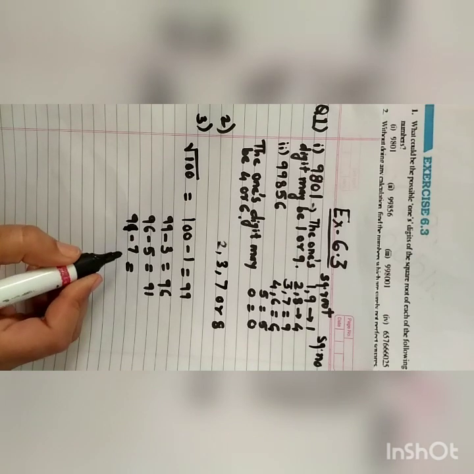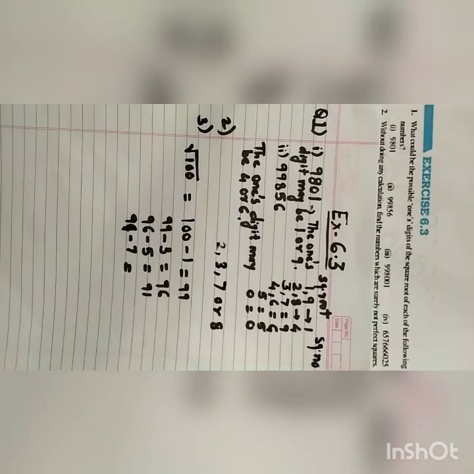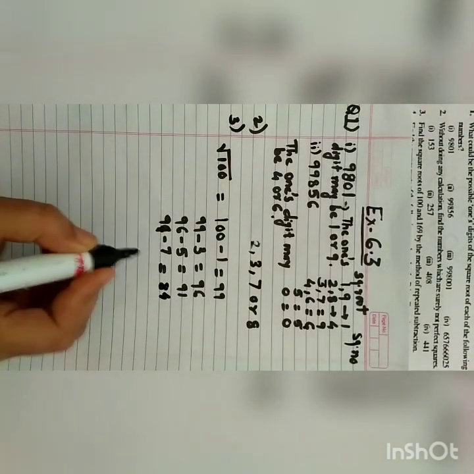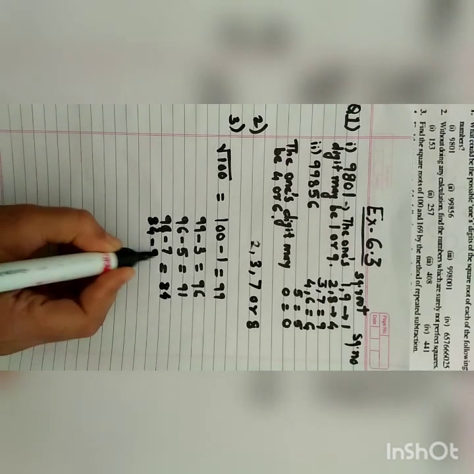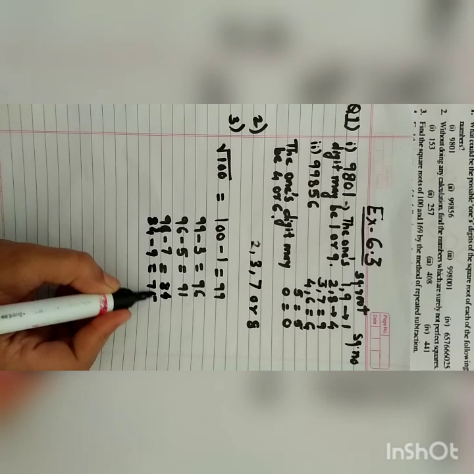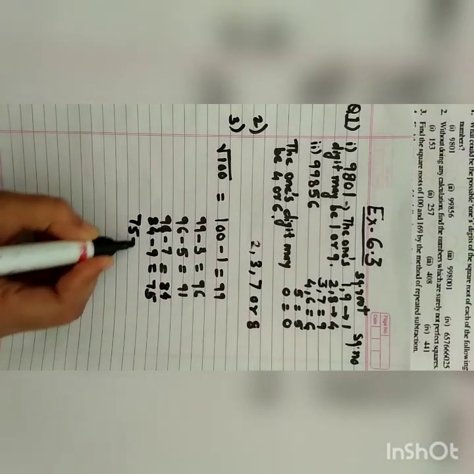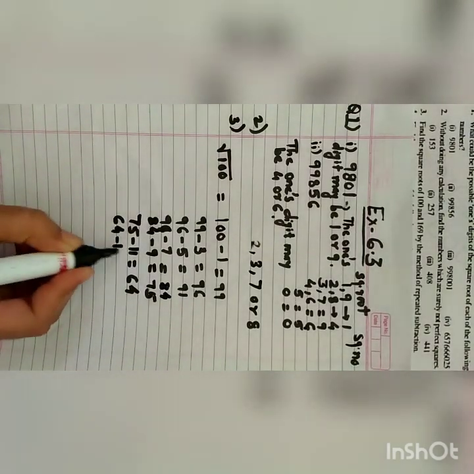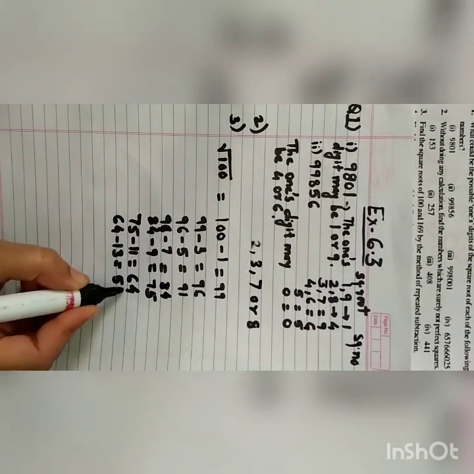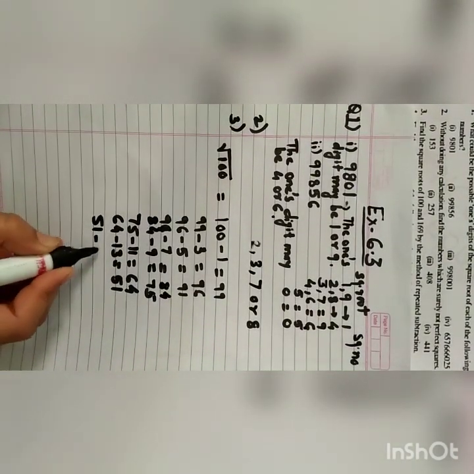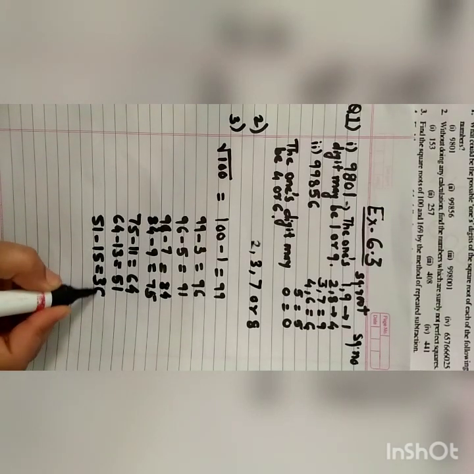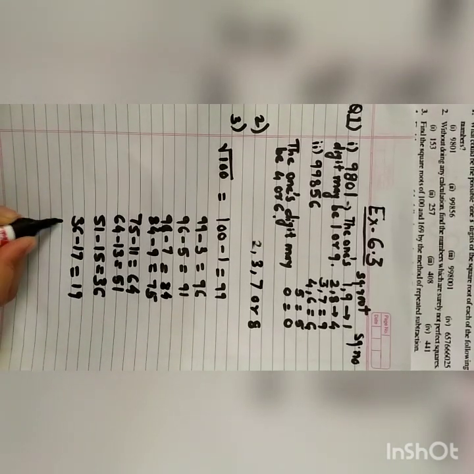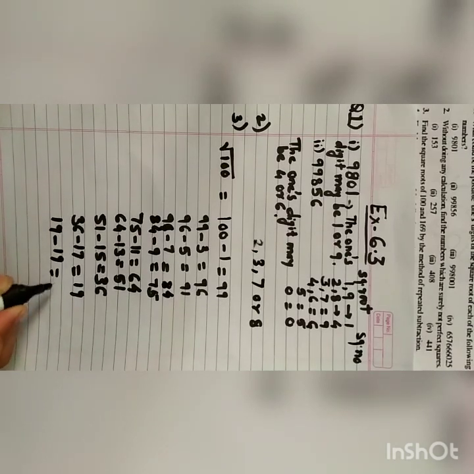minus 7, that is equal to 84. 84 minus 9 is equal to 75. 75 minus 11 is equal to 64. 64 minus 13 is equal to 51. 51 minus 15 is equal to 36. 36 minus 17 is equal to 19. And 19 minus 19 is equal to 0.